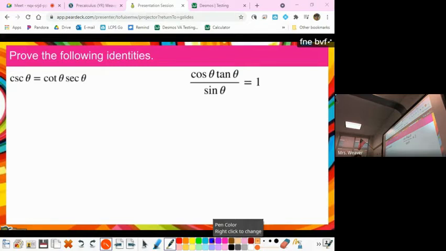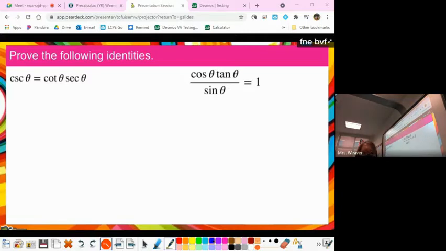Let's see if we can prove the following identities. The first one says cosecant theta equals cotangent theta times secant theta. Now, when you're trying to prove an identity, you usually want to work the more complicated side and get it to equal the simpler side. That's usually the easiest way to work. So when I look at this, I'm going to work the right side and see if I can get it equal to the left side. And as a rule, we only work one side of the equation, okay?